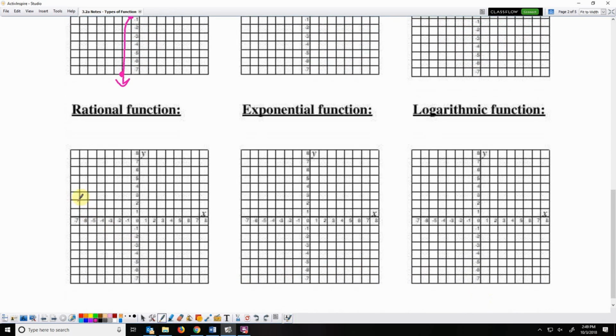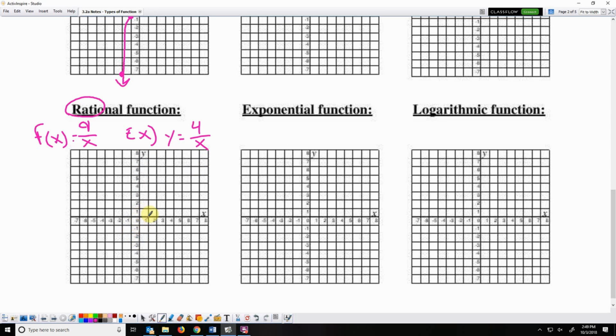A rational function. Rational, with that root word ratio. It's a fraction. f of x equals a number over x. For example, you could have y equals 4 over x. If I use 0, 4 divided by 0 is undefined. So that means the y-axis, where x is 0, we're never going to touch with this graph. So that is going to be an asymptote.